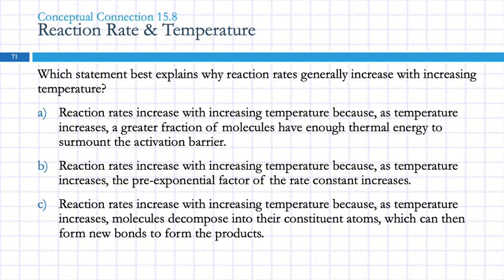Let's look at B. Reaction rates increase with increasing temperature because as temperature increases, the pre-exponential factor of the rate constant increases. What do you think about that? True or false? False. That pre-exponential factor, the A, is not dependent on temperature. So B is not a correct choice.